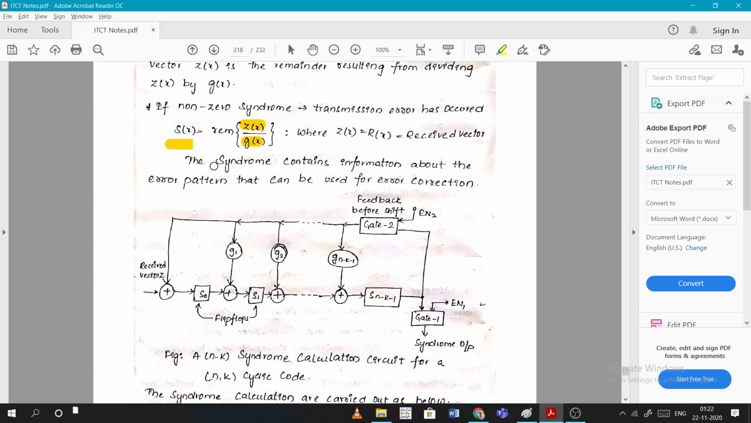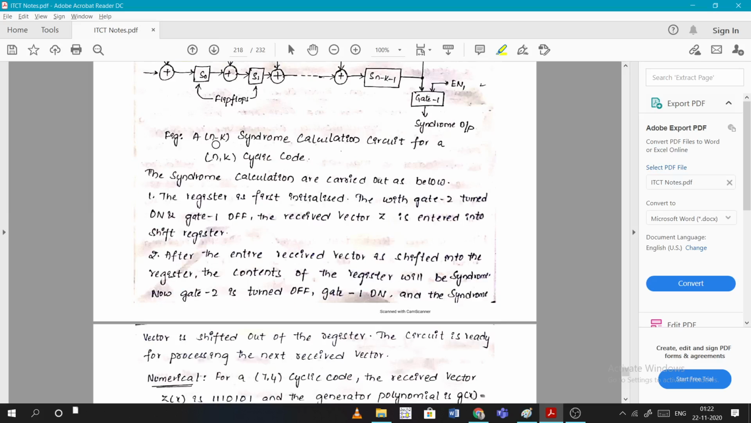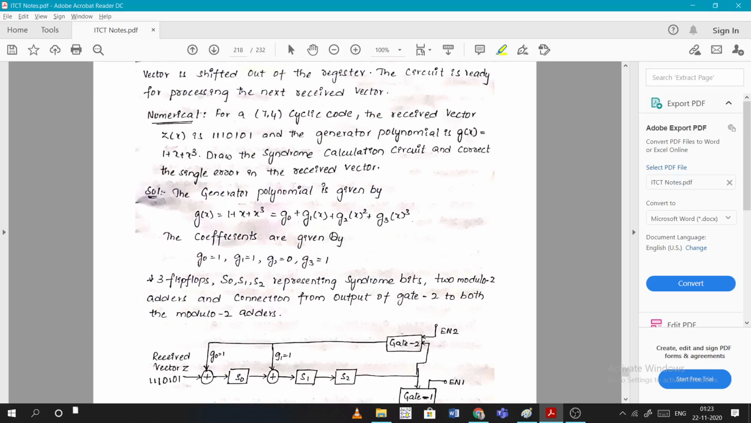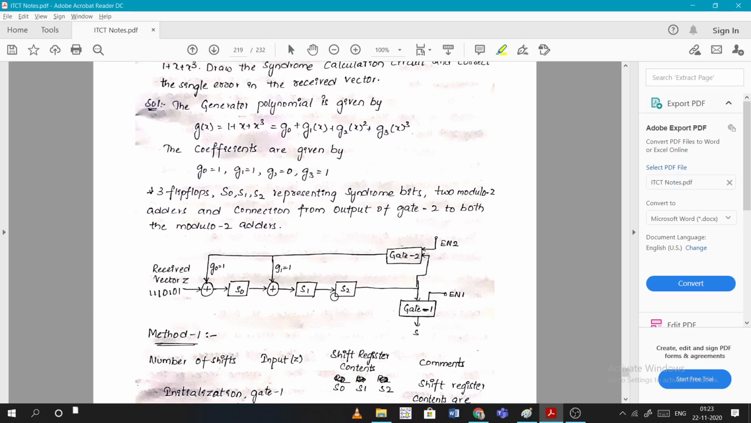So basically how many bits remain? This is the n minus k syndrome calculation circuit. That means n minus k registers will be there. Since n minus k is 3, we have S0, S1, S2. First we need to write those blocks, the same way you wrote for the generator matrix, that is g0 is equal to 1, g1 is equal to 1, g2 is equal to 0, g3 is equal to 1.